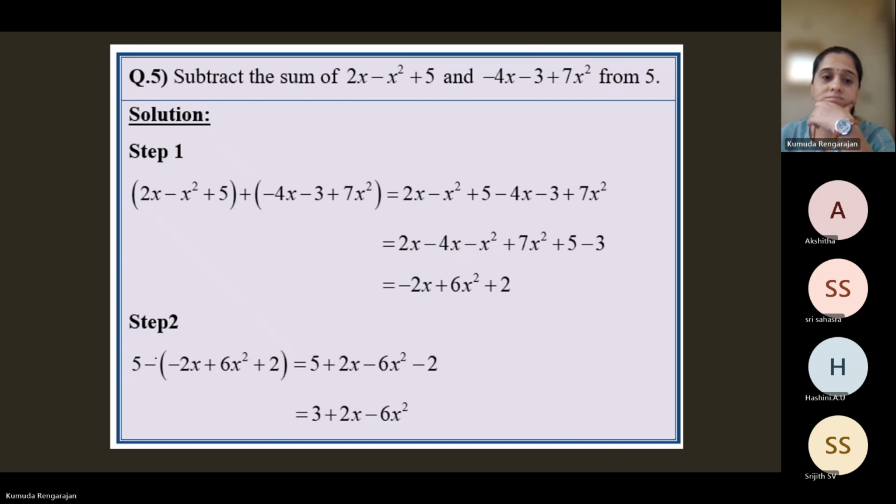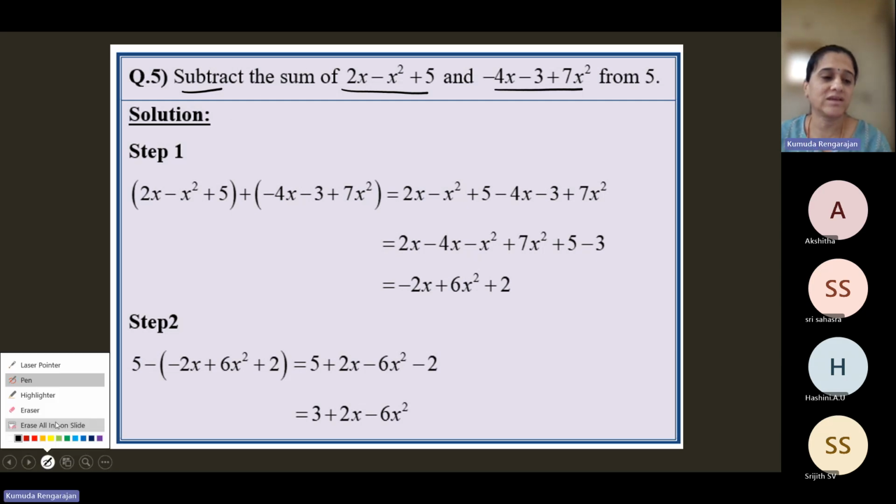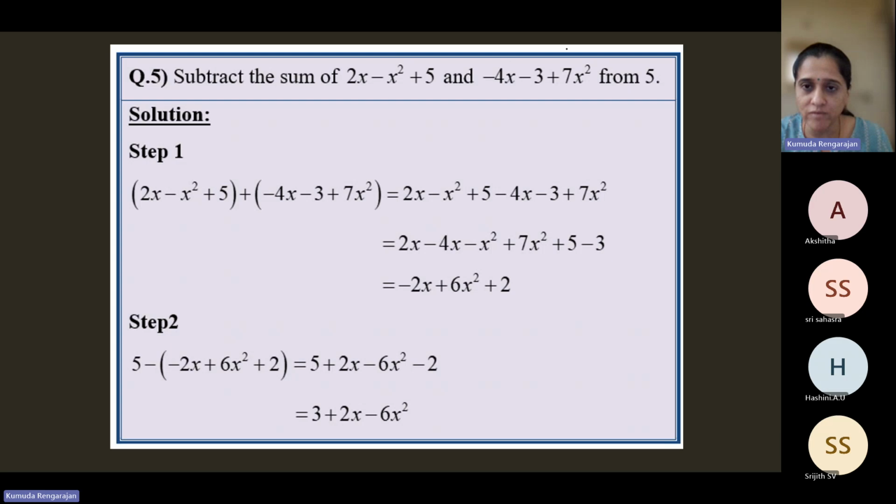Where minus into minus? No, 1 minute. See here. We need to find the sum of this expression and this expression, correct? See, it's very clear, no? Ma'am, I got the correct answer, ma'am. Good. Read the question carefully. Subtract the sum of this and this. So you should find the sum of these two expressions.